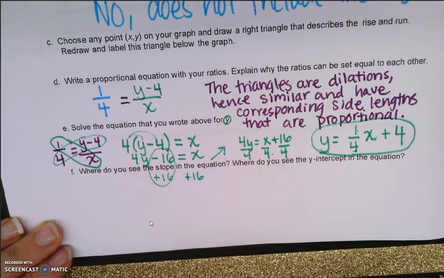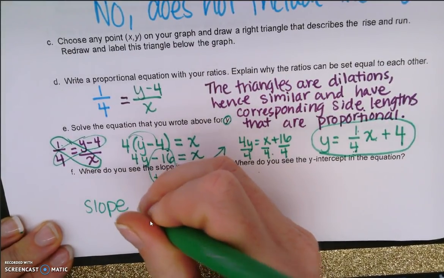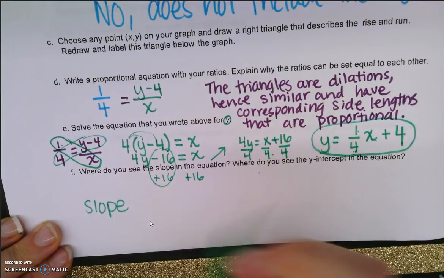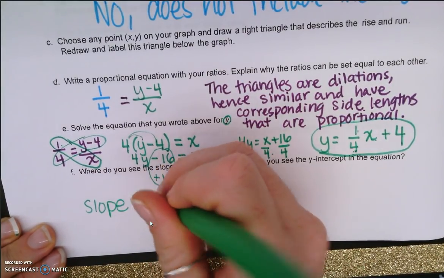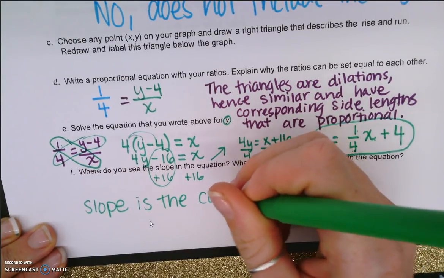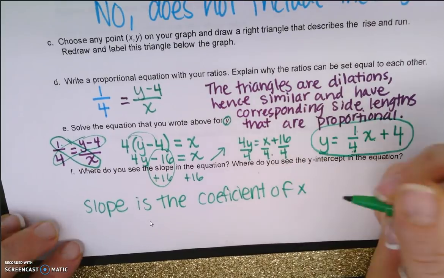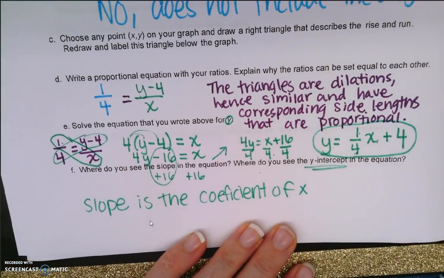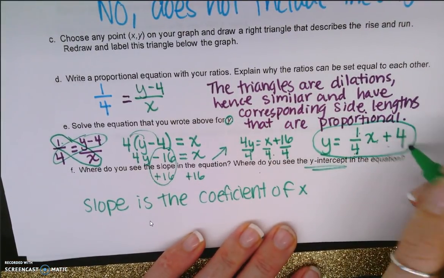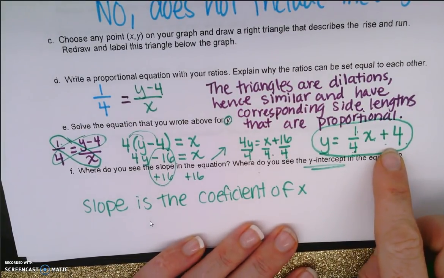Where do you see the slope in the equation? Slope, again, is still the coefficient of x, the number being multiplied in front of x. Slope is the coefficient of x, and where do you see the y-intercept in your equation? Well, the y-intercept is at plus 4. What do we call numbers that are being added or subtracted at the end of the equation? Those are your constant term.